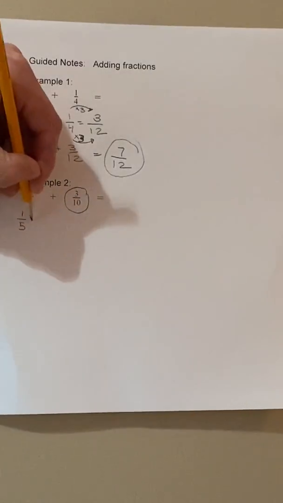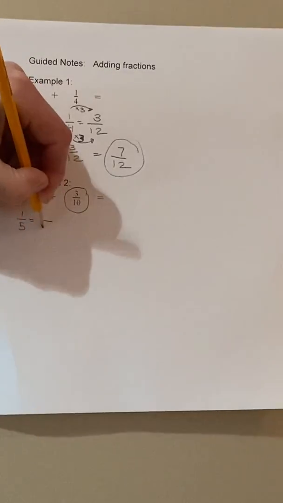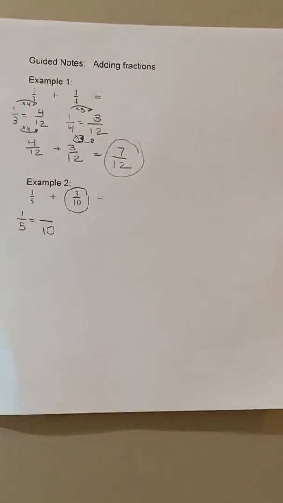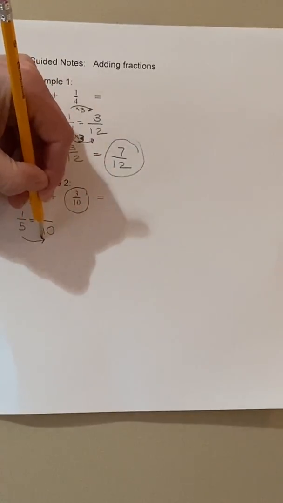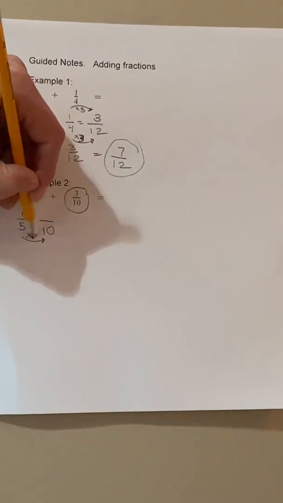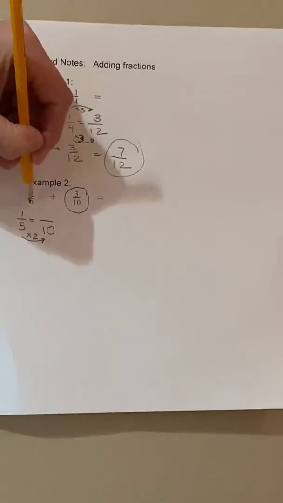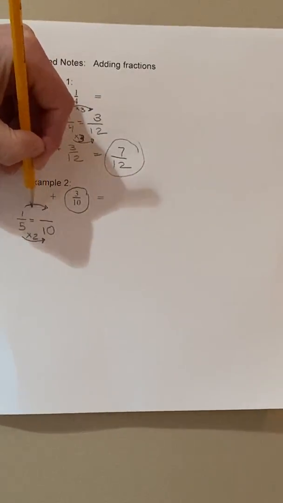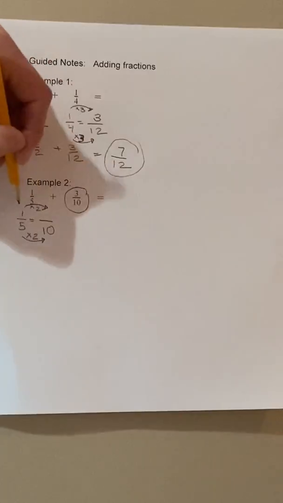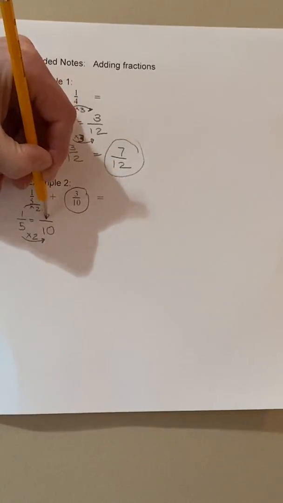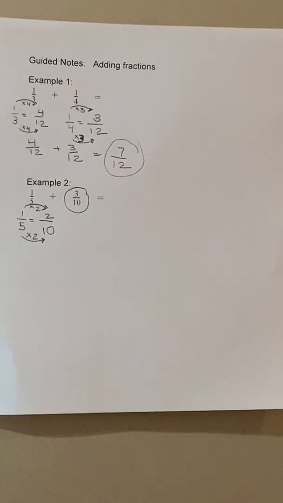I need to make 1/5 to be some fraction out of 10. So 5 times what gives me 10? That's going to be times 2. Whatever I do to the denominator, I also do to the numerator. 1 times 2 is 2. So I've changed 1/5 into 2/10. But I'm going to leave this 3/10 just as it was. I don't need to change that.